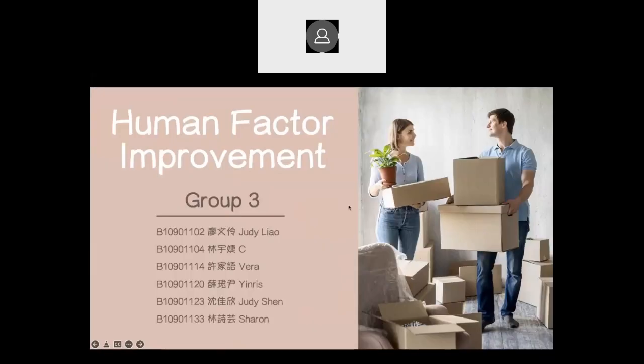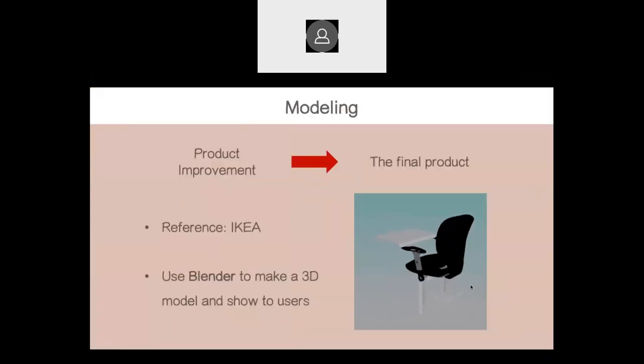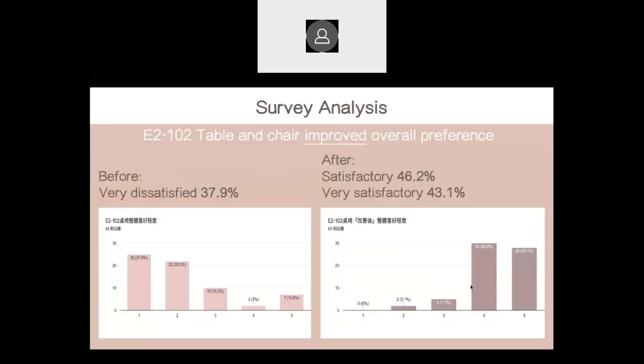Okay, hello everyone. My name is Inris, and we are group 3. Modeling. We use the IKEA PU phone computer chair as a reference base. Also, we adjust the table to bracket armrest and change its material to impact-resistant PP. Then we use Blender to model our new chair. Next page. And the last one is the E2102 table and chair improvement overall preference. We found that our improved chair satisfaction is about 4 to 5. So we conclude that we have successfully improved and achieved our goal.